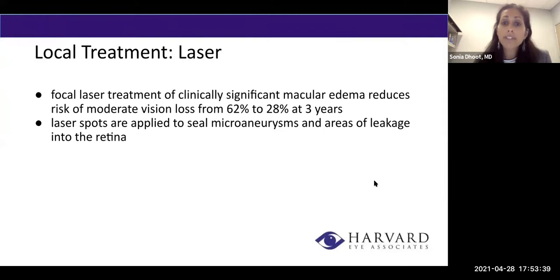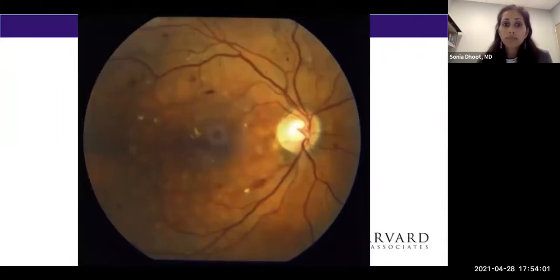So let's talk about the different types of lasers we can do. For macular edema, we can do laser to actually seal those microaneurysms that we talked about earlier. It basically just seals it off and prevents it from leaking into the retina. And obviously, if there's less macular edema, we know that reduces the risk of vision loss.